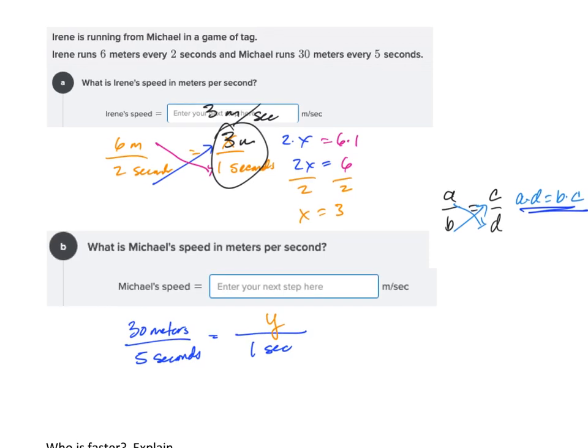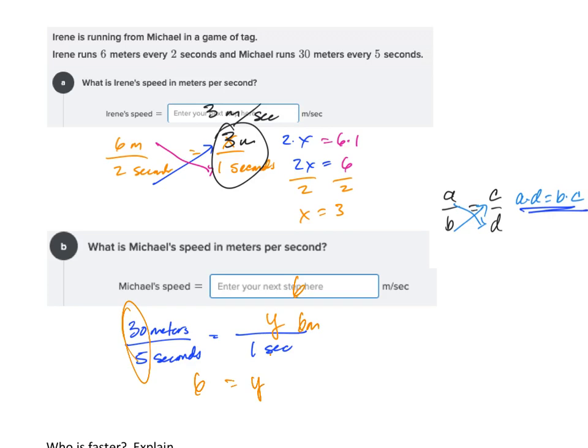I'm just going to look at this and say, well, this is y divided by 1. So what's 30 divided by 5? Because this is already y. 30 divided by 5 is 6. So that means this is 6 meters per second. So you would write, he's moving 6 meters per second.